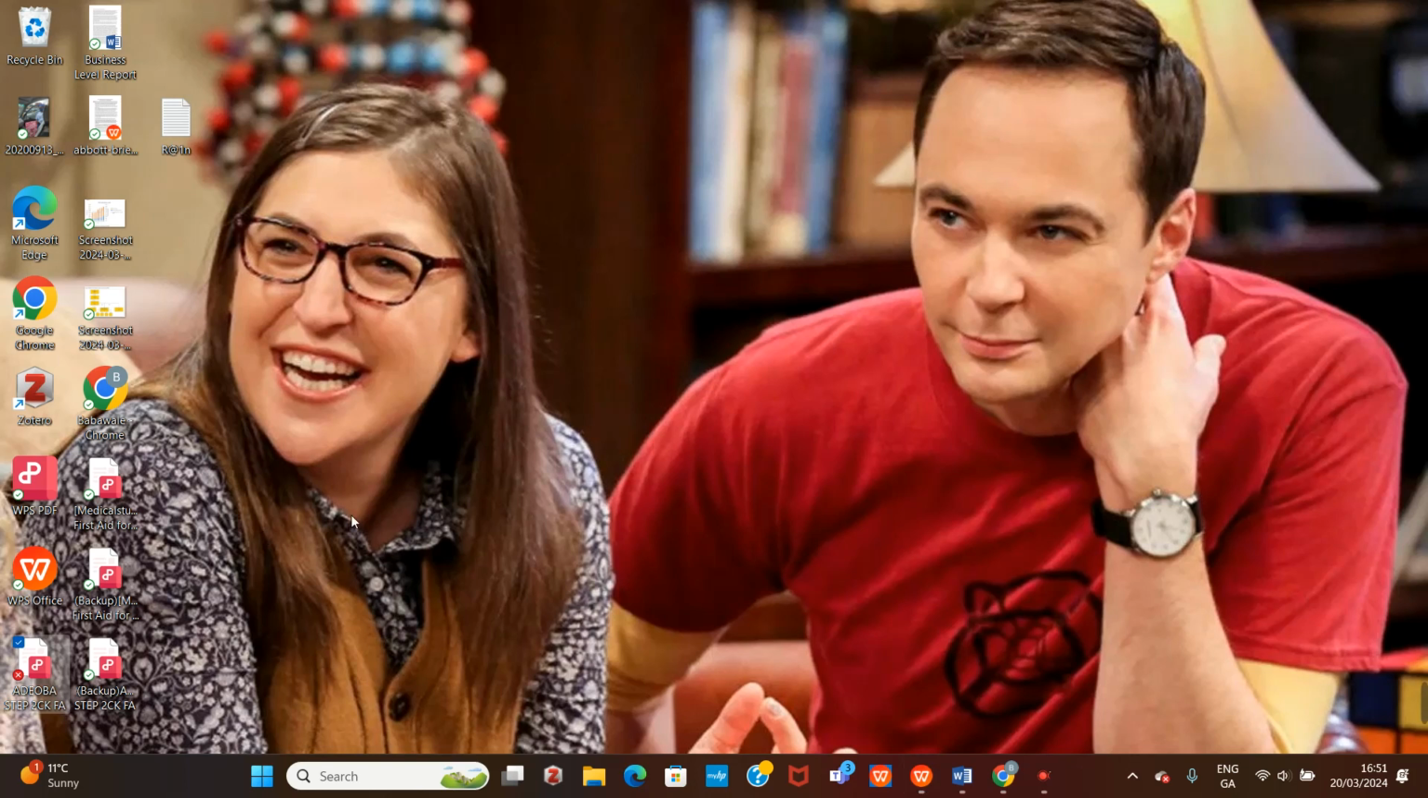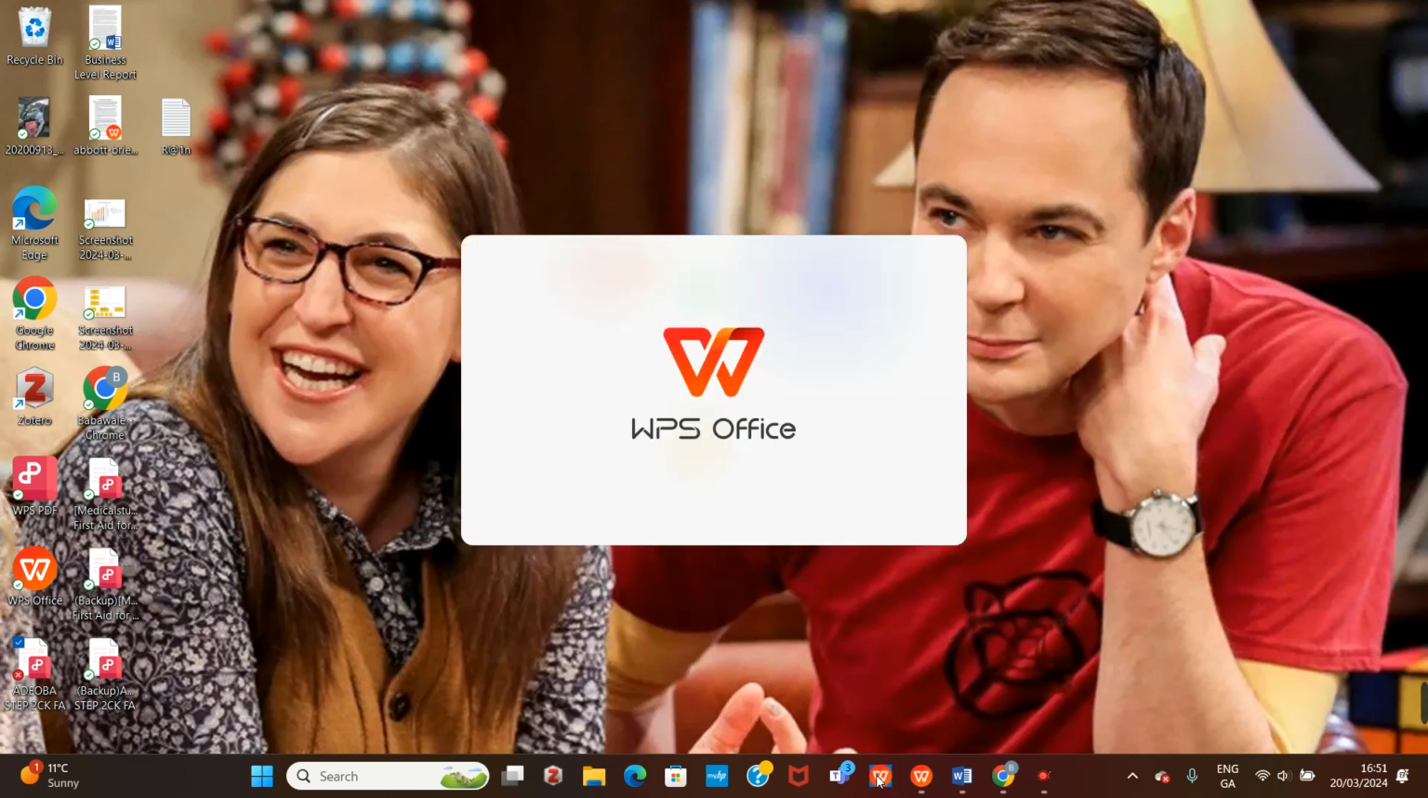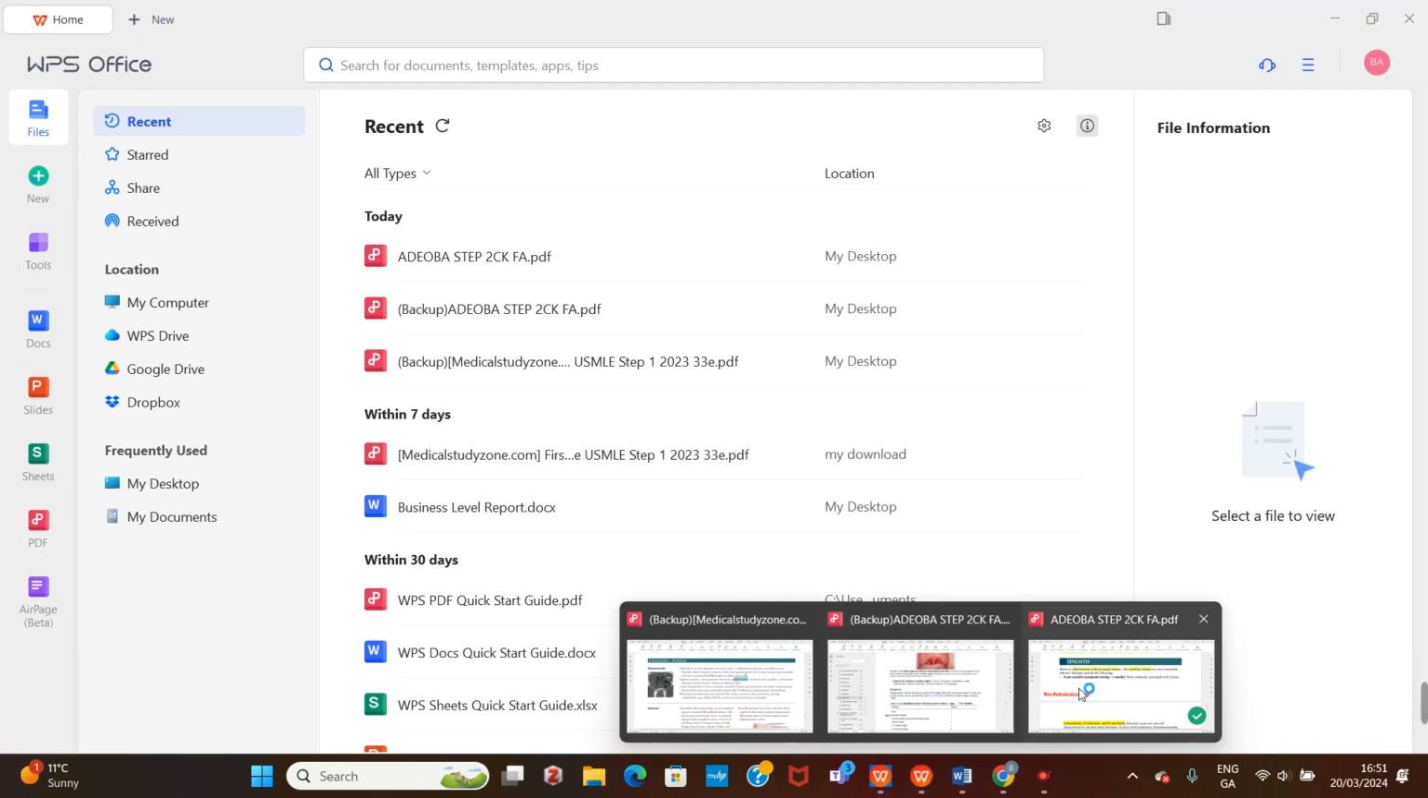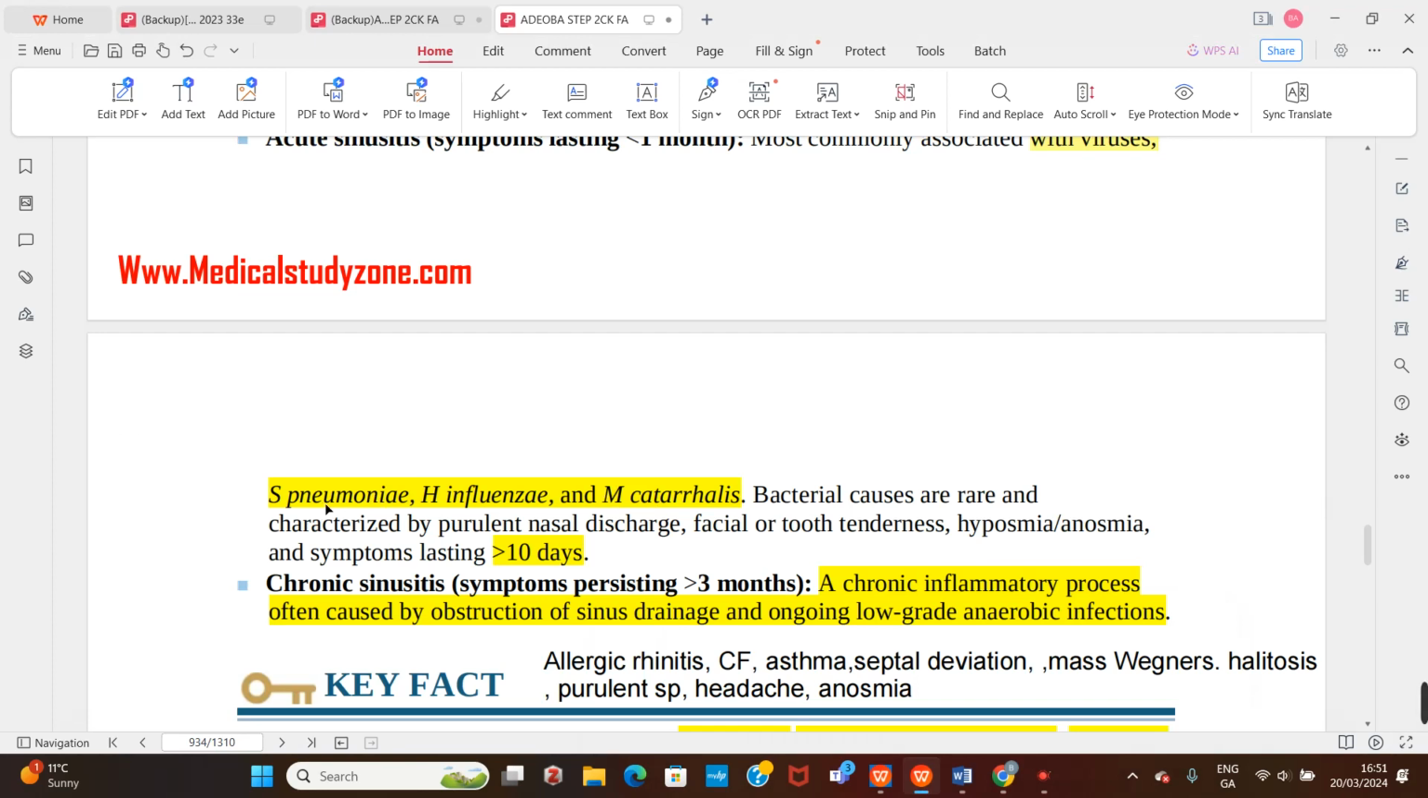And the bacteria that we have to think about is just three: Strep pneumo, H. influenza, and Moraxella catarrhalis. So those are the three bacteria that we have in acute bacterial sinusitis. Don't forget, most of the time, sinusitis is from virus, rhinovirus. Most of the time, rhinovirus.